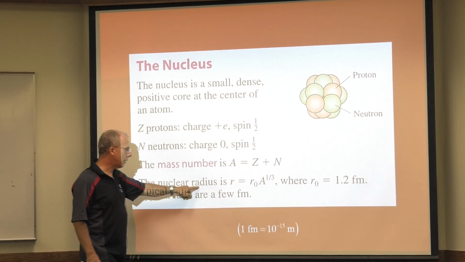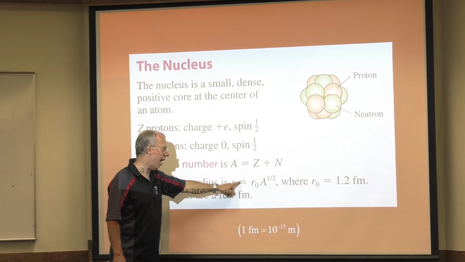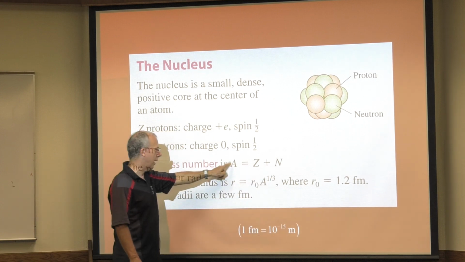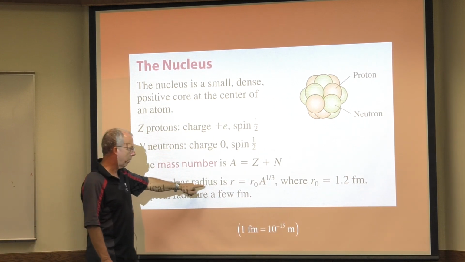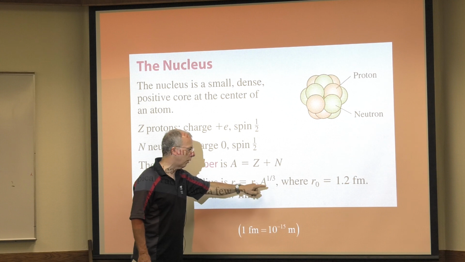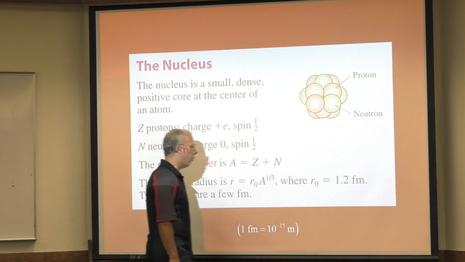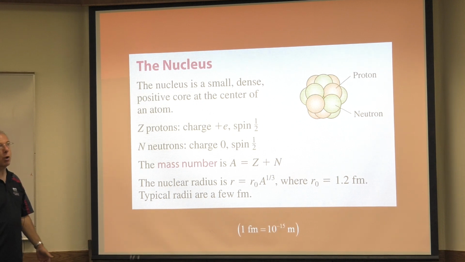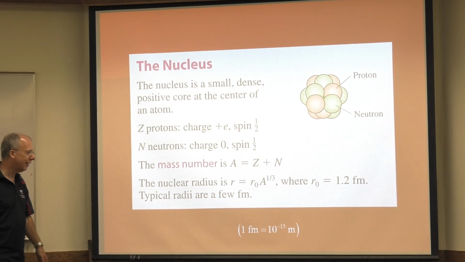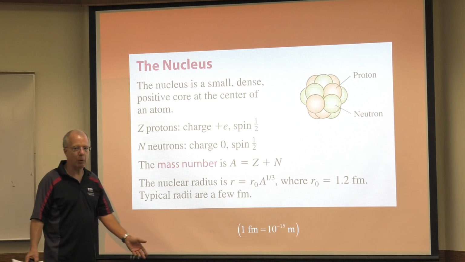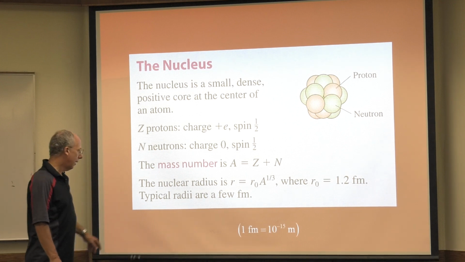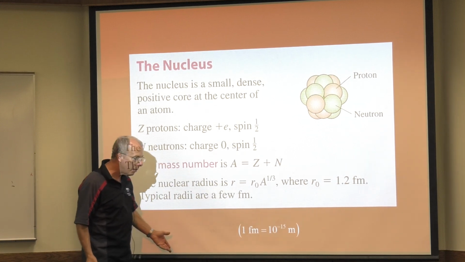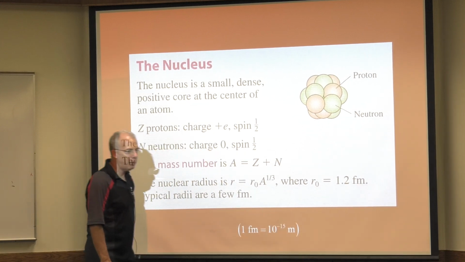The nuclear radius is R, and this should be approximately equal to R0 times A to the 1/3. So here's this A, right? The nuclear radius is approximately R0 A to the 1/3, where R0 is 1.2 fermis. What's a Fermi? Or some people call it a femtometer. Fermi is better, because it's in honor of Enrico Fermi, a famous physicist, right? Typical radii of a nucleus are a few fermis. What's a Fermi? 10 to the minus 15 meters.